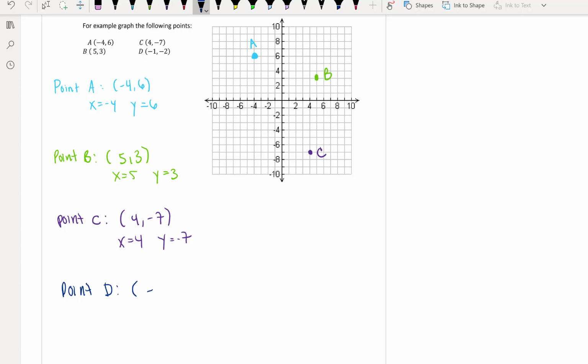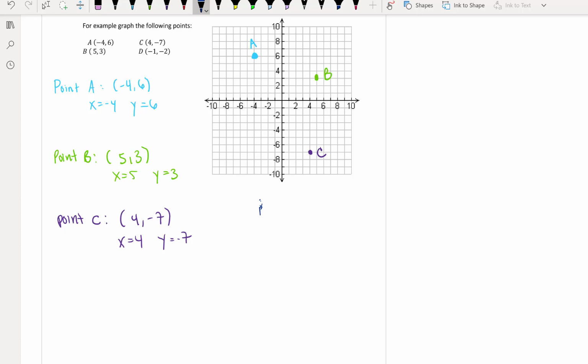So for point D, I have a -1, -2. Ooh, it doesn't like me writing there, so I'm going to go somewhere else. I think there's like a dead spot on my laptop. Okay, so let's try that one more time.